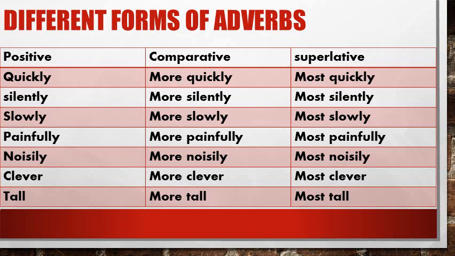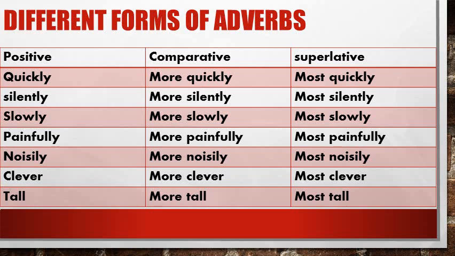An adverb. Let's quickly look at the different forms of adverb, which are called the positive, the comparative, and the superlative forms. So let's look at number one. We have quickly. He ran home. How did he run home? He ran home quickly. More quickly. Most quickly.